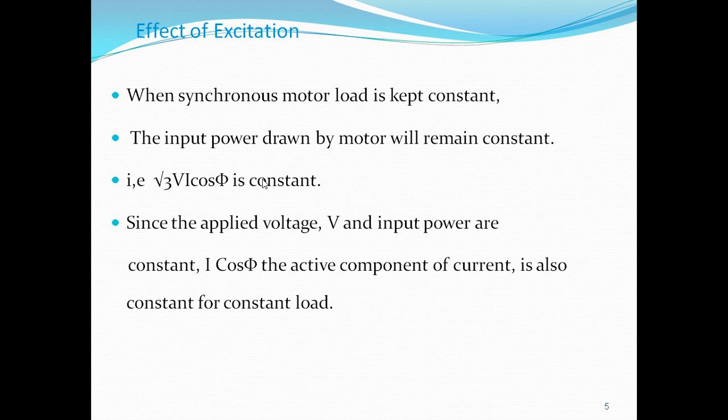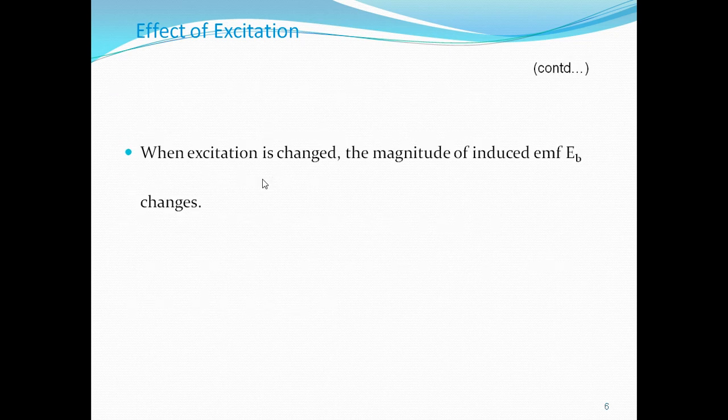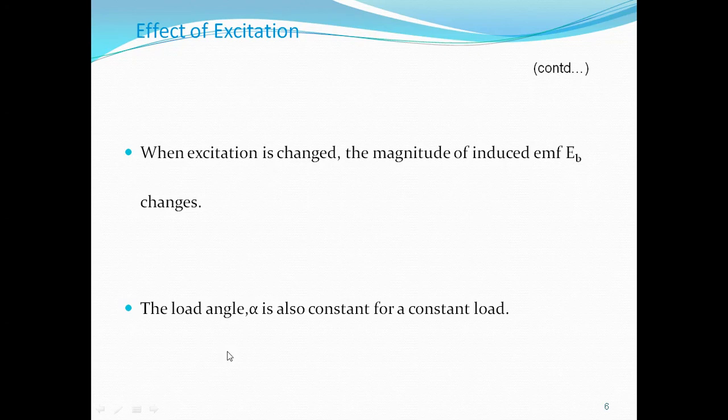When load is constant, input power is constant. So when excitation is changed, the magnitude of induced EMF EB changes. So when EB changes, then the armature current changes. But here we are keeping the load constant.